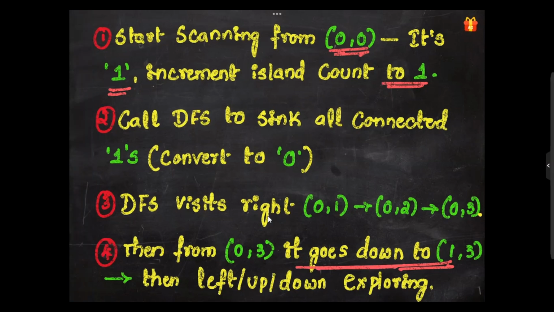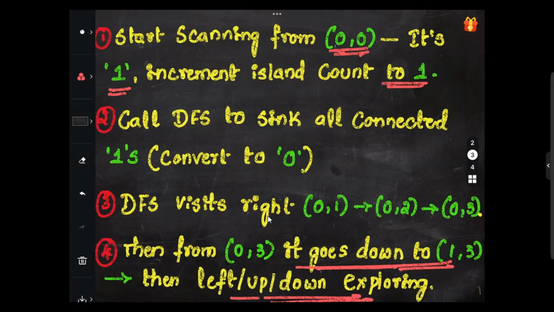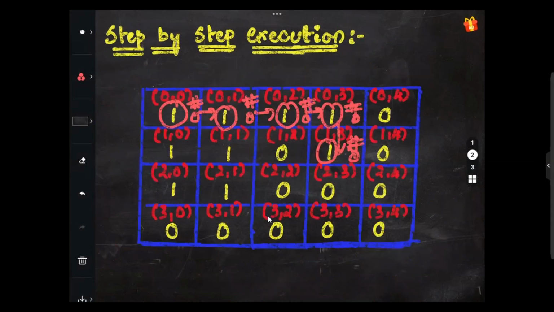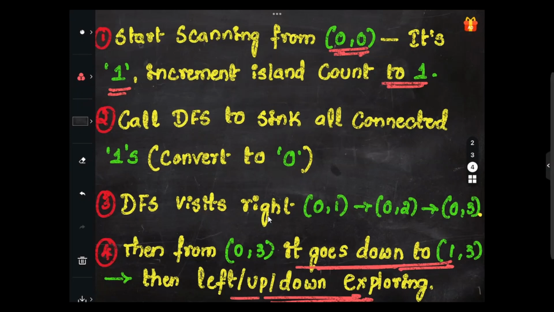then from 0,3 it goes down to 1,3. Then left, up, down, exploring, right? Left, up, down exploring means here in this case, left, up, down, we don't have one here. See here, this one, right? Left, this one, up we have already visited, so it will not be going here also.